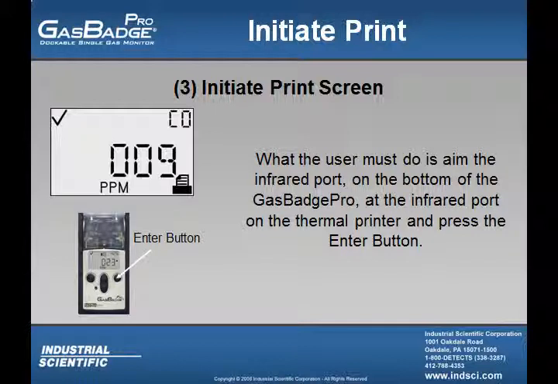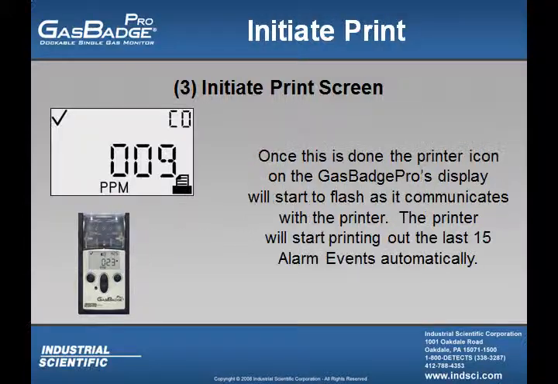What the user must do is aim the infrared port located on the bottom of the GasBadge Pro at the infrared port on the thermal printer and then press the enter button. Once the user has pressed the enter button, the printer icon will start to flash on the display of the GasBadge Pro. The printer's LEDs will also start to flash. From there, the printer will print out the last 15 alarm events automatically. For more information on how to initiate a print, go to module number 5, Data Logging.